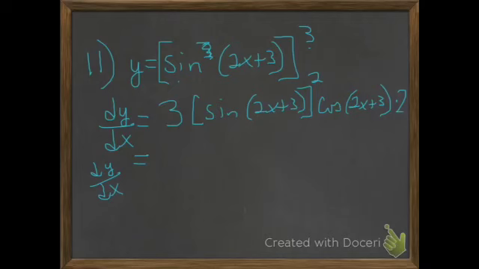So the derivative of y with respect to x will be 6 sine squared of 2x plus 3 times the cosine of 2x plus 3.